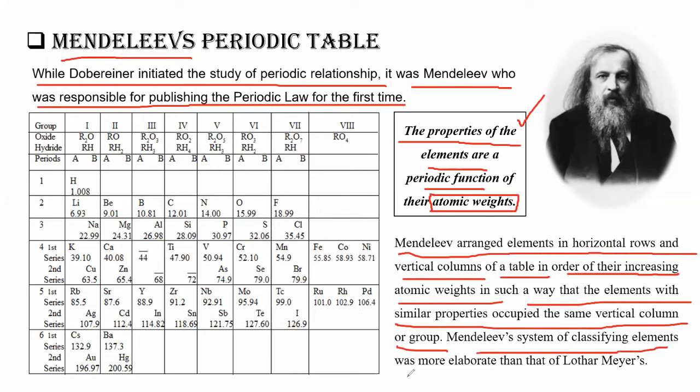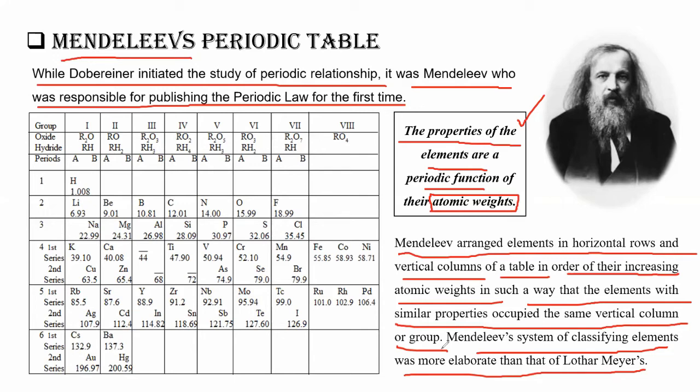Mendeleev's system of classifying elements was more elaborate than that of another scientist who worked on the same type of topic, that is Lothar Meyer, right? He is another great scientist, but actually Mendeleev's periodic table was of more importance because his work was extremely good at that time.